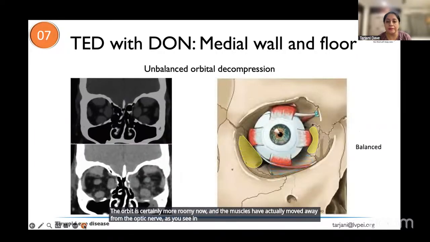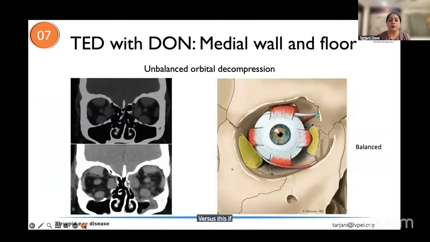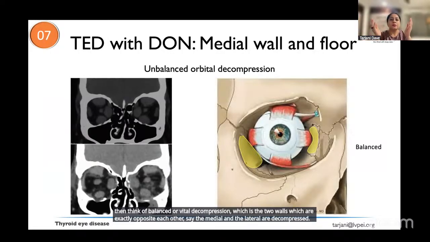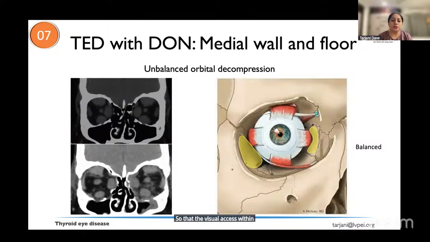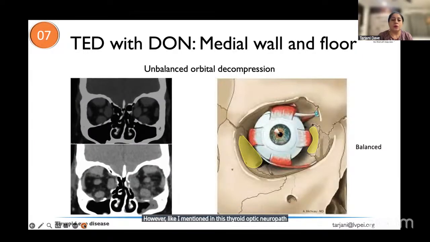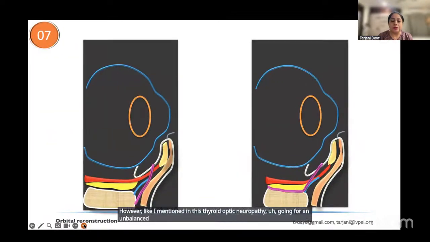as you see in this lady. Versus this, if you were performing a cosmetic orbital decompression, you'd then think of balanced orbital decompression, which is the two walls which are exactly opposite each other, say the medial and the lateral are decompressed, so that the visual axis within the orbit does not change. And with a balanced orbital decompression, there's lesser risk of new onset diplopia that you are going to iatrogenically induce in these patients. However, like I mentioned, in thyroid optic neuropathy, going for an unbalanced orbital decompression is obviously advantageous.